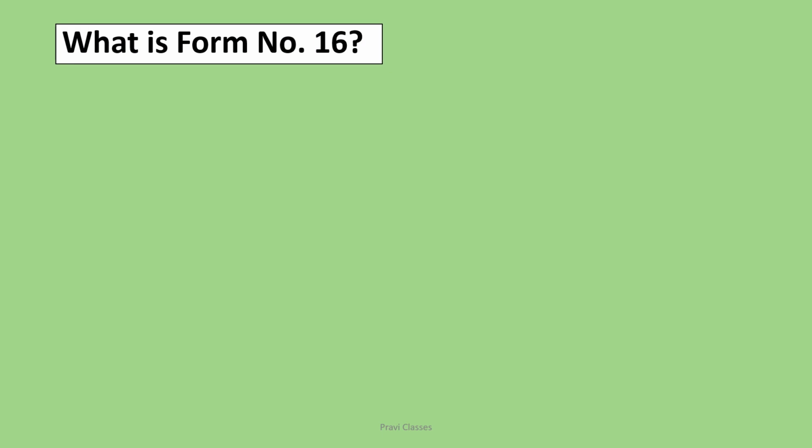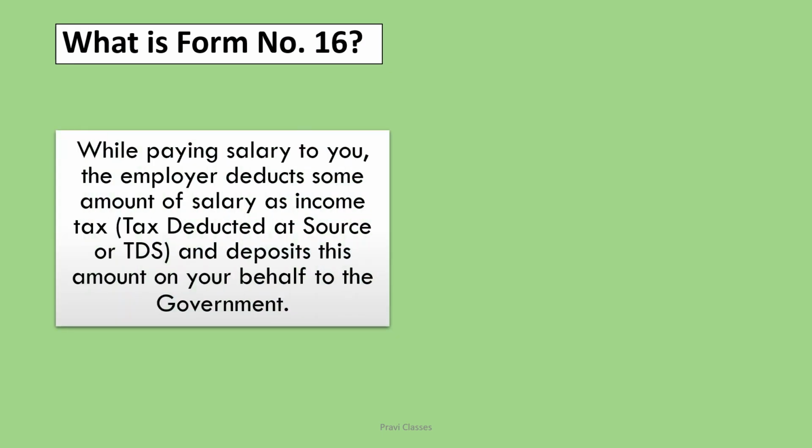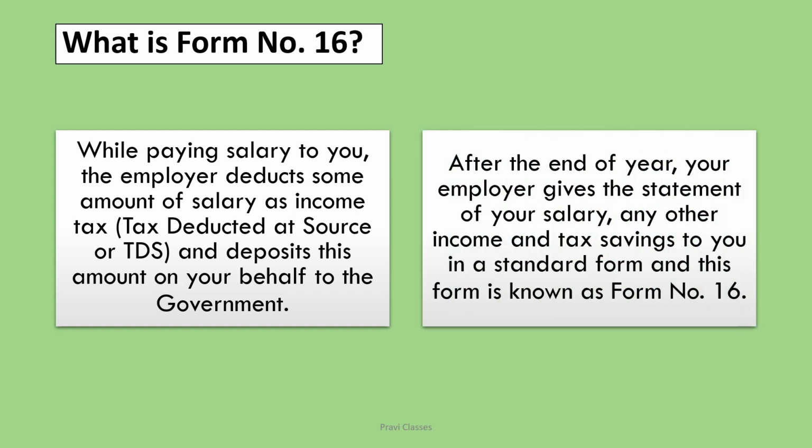What is Form number 16? While paying salary to you, the employer deducts some amount of salary as income tax, TDS, and deposits this amount on your behalf to the government. After the end of the year, your employer gives the statement of your salary, any other income, and tax savings to you in a standard form, and this form is known as Form number 16.